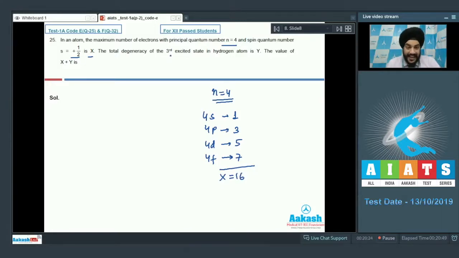If you talk about the second information, which says the total degeneracy of the third excited state, the third excited state means that the fourth orbit is taken under consideration. Since it is a hydrogen atom, the degeneracy is directly given by n square. All of 4s, 4p, 4f and 4d are equal in energy as per the Bohr model. So the value of y will be equal to 4 square, which is equal to 16 again. So students, the value of x is also 16, the value of y is also 16, and the sum has to be reported as 32. Let us look at the next question now.